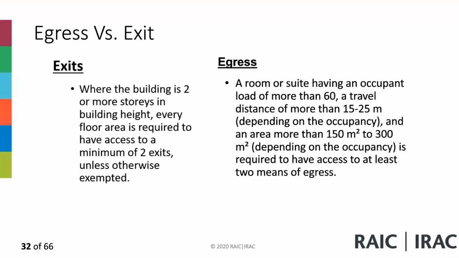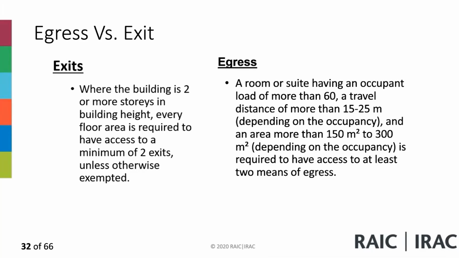In 3.3.1.5A, I'm looking at egress in floor areas not sprinkled throughout. There are exemptions that allow me to have one egress depending on occupant load, depending on the distance to an egress door, and depending on the area of the suite or room that I'm trying to exit from, and whether that room is sprinkled throughout or not. And that's not actually the room, it's the whole floor area sprinkled throughout or not.